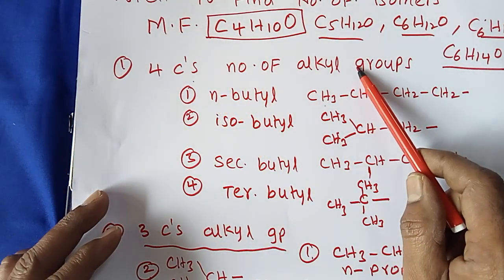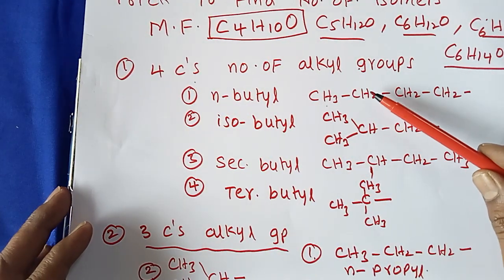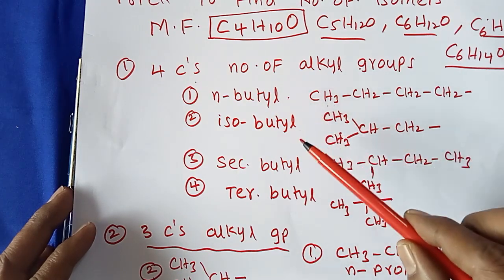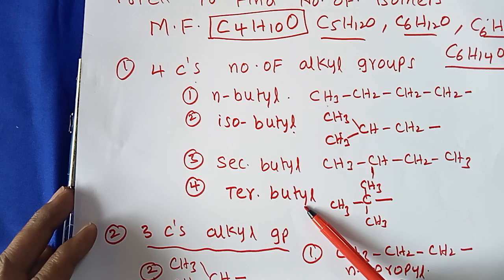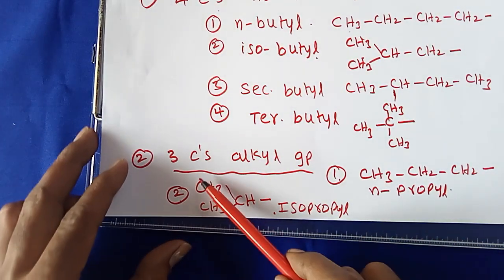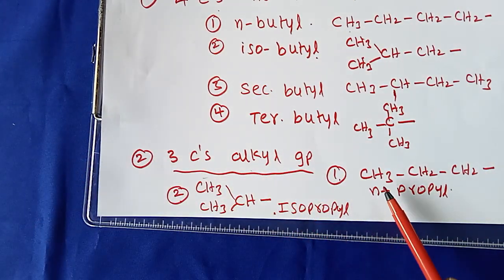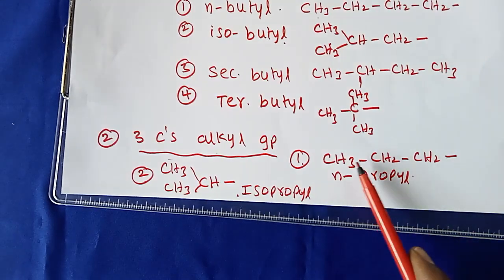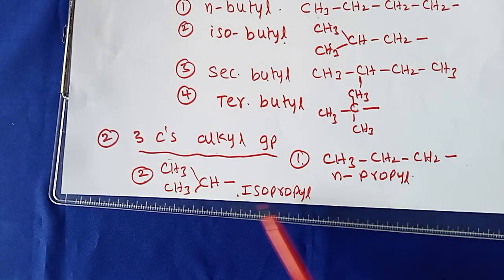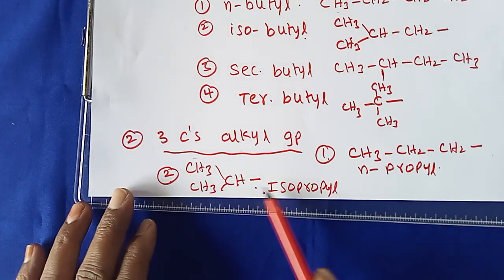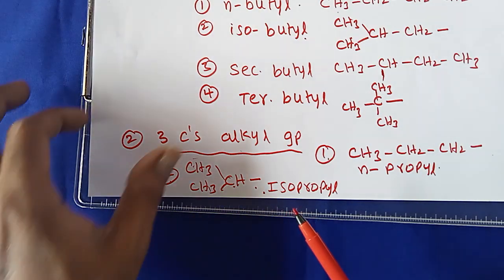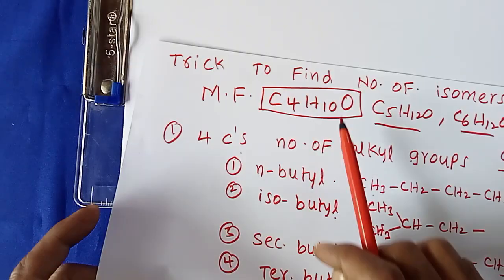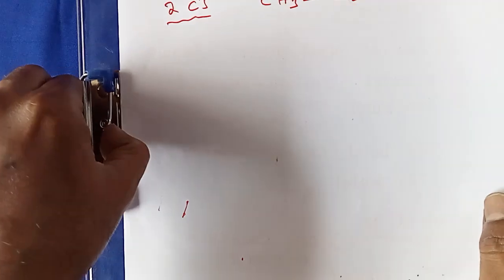4 carbons alkyl groups, how many in organic chemistry? 4 only: N-butyl, isobutyl, secondary butyl, tertiary butyl. Next, 3 carbons alkyl groups, how many? Only 2: N-propyl, where N means straight chain, and isopropyl. Iso means 1 carbon with 2 methyl groups. Now we move to C4H10O. They are the basic concepts.